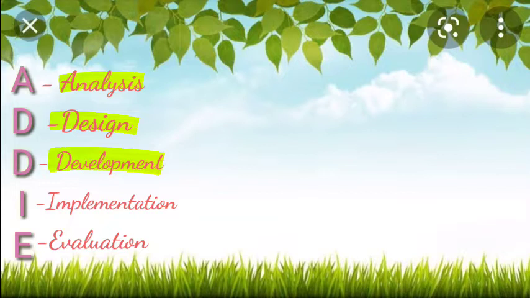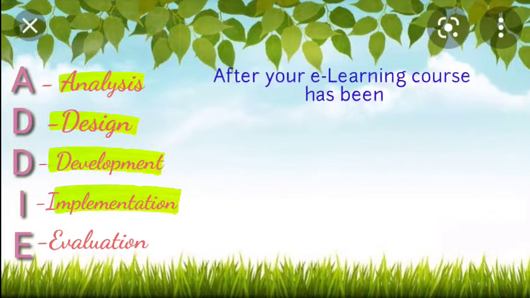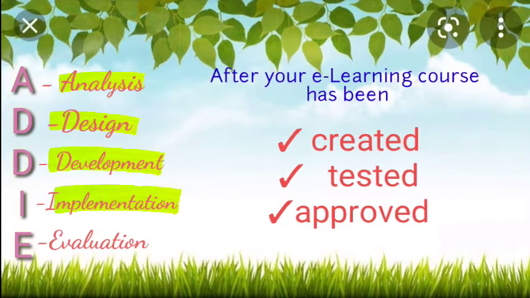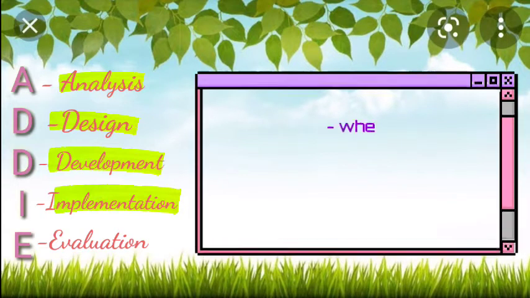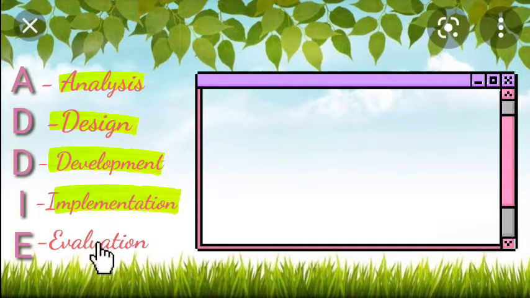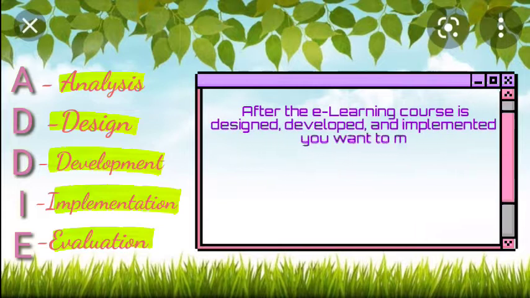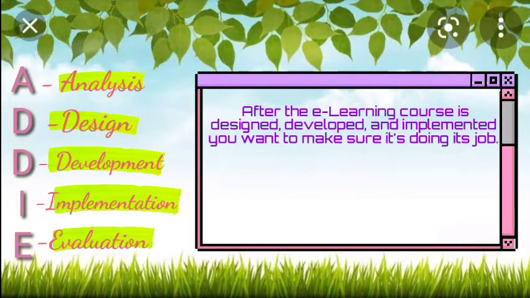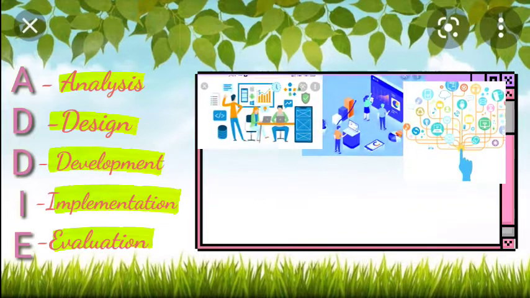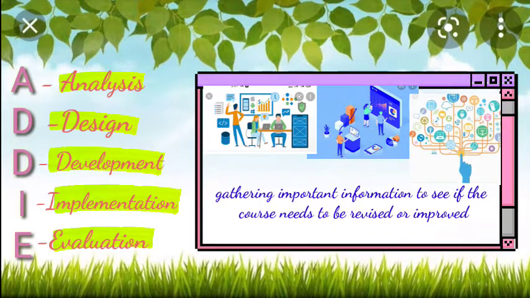Next is implementation. Your e-learning course has been created, tested, and approved. Now it's time for your learners to take the course. At the implementation phase, your e-learning course is available for users to begin completing. The final phase in the ADDIE model is evaluation. After the e-learning course is designed, developed, and implemented, you want to make sure it's doing its job. Is the course effective? Are your learners confused? The evaluation phase is all about gathering important information to see if the course needs to be revised and improved.